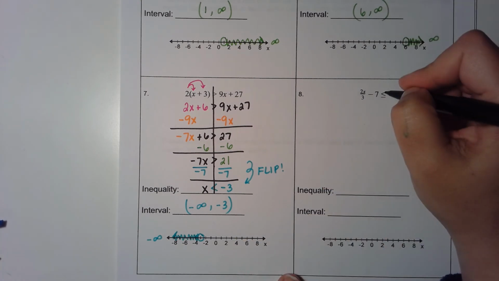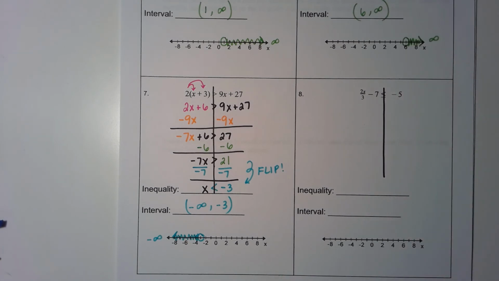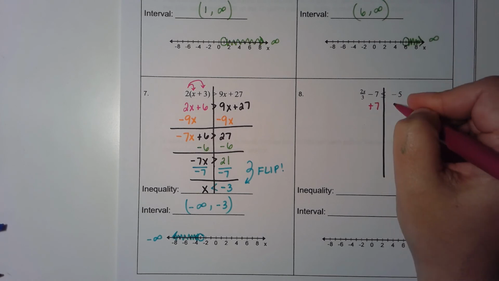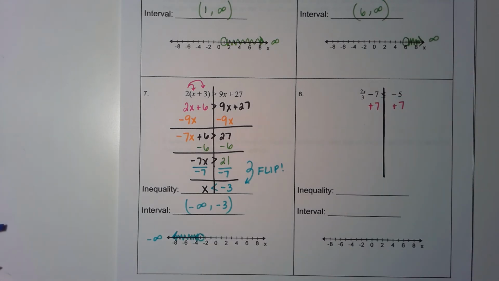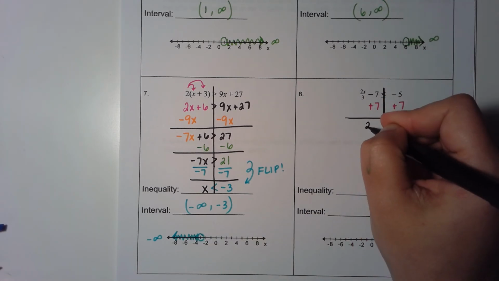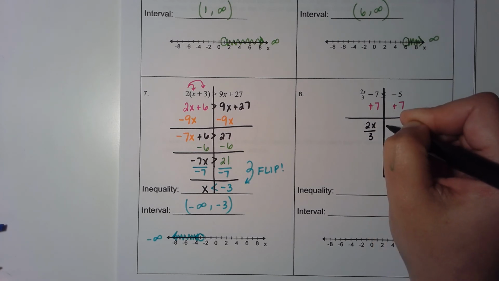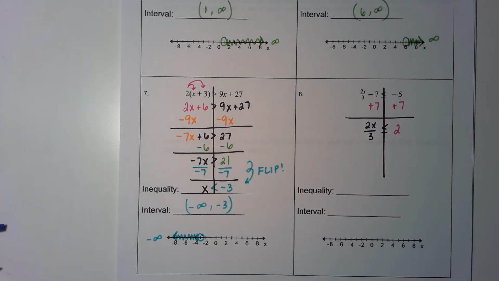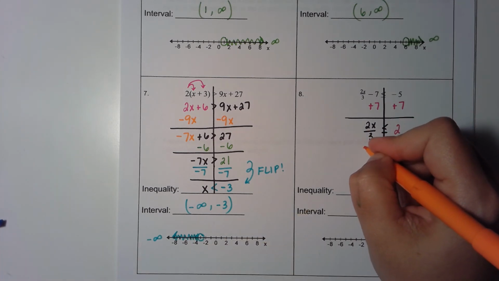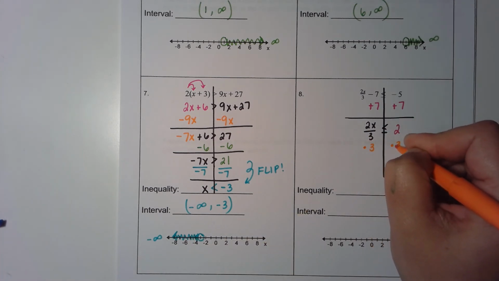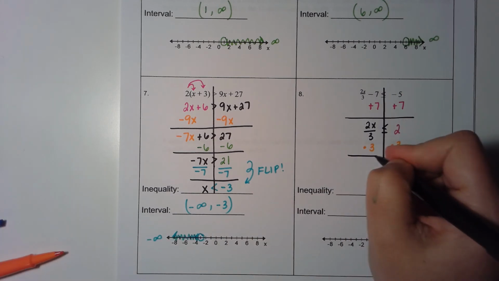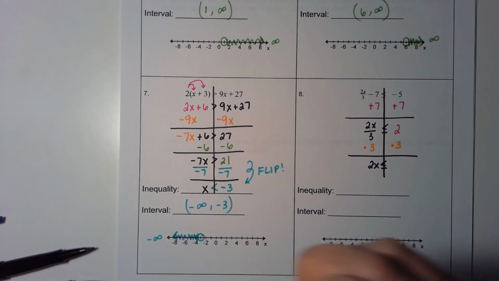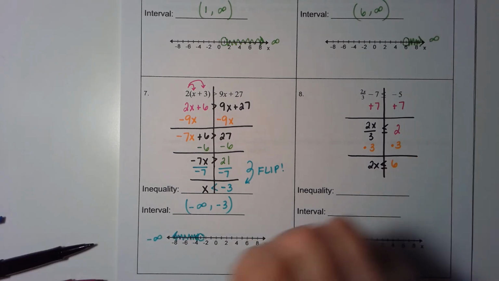Last but not least, for number 8, I would draw a vertical line through my inequality. Now I'm going to add 7 on both sides. And that means that I have 2x over 3 is less than or equal to negative 5 plus 7, which is 2. Next, I'm going to undo the divide by 3 by multiplying by 3 on both sides, which means I get 2x is less than or equal to 2 times 3 is 6.